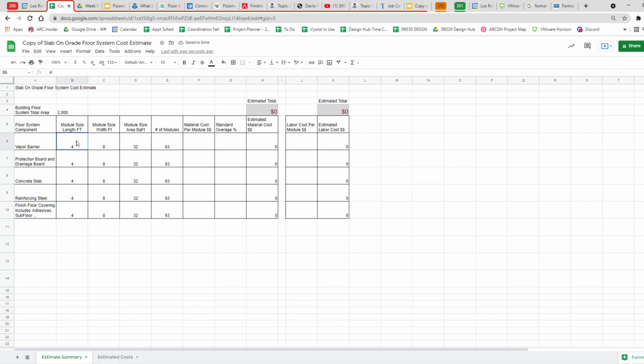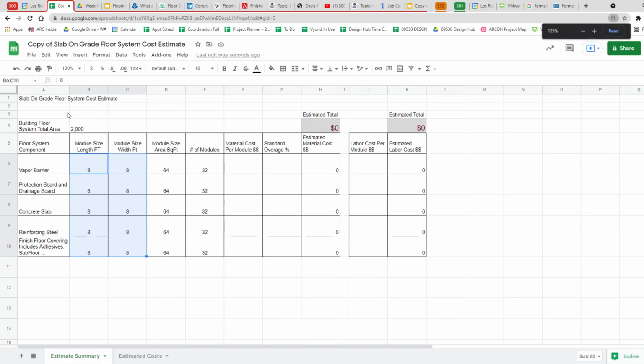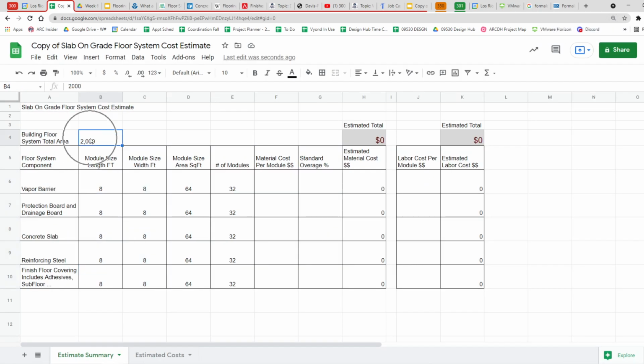Okay. And so this is an input that just says, I'm going to estimate by drawing 8-foot squares to do my layout for my drawing. And up here shows me, let me make this a little bit bigger, shows me how many square feet my building is.